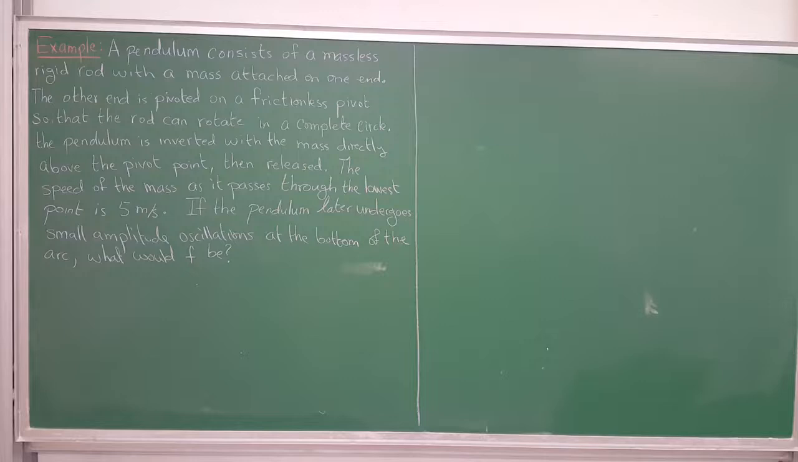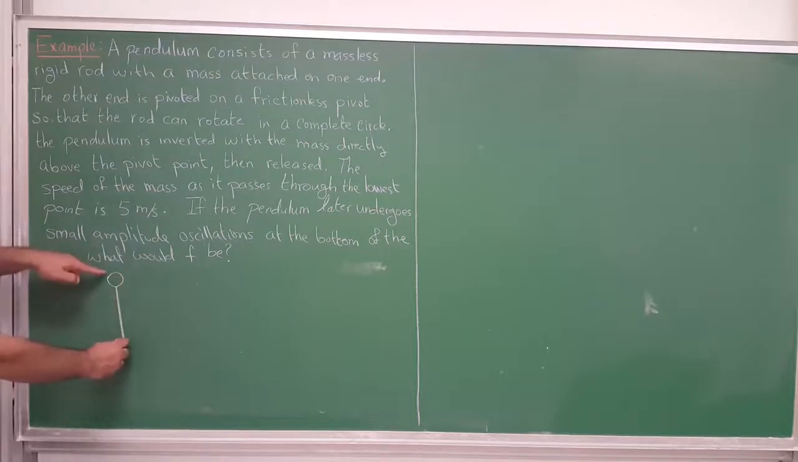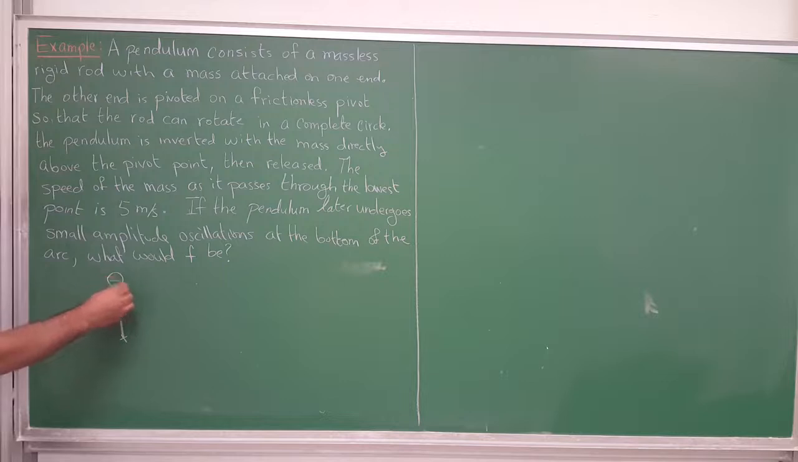So let's draw what's going on here. You have a mass attached to the end of a massless rod. The reason they want it to be a rigid rod is that if this is a string, you can't hold the string like this with the mass above it, because it will just fall down. So it's pivoted right here, and let's say this rod is length L.